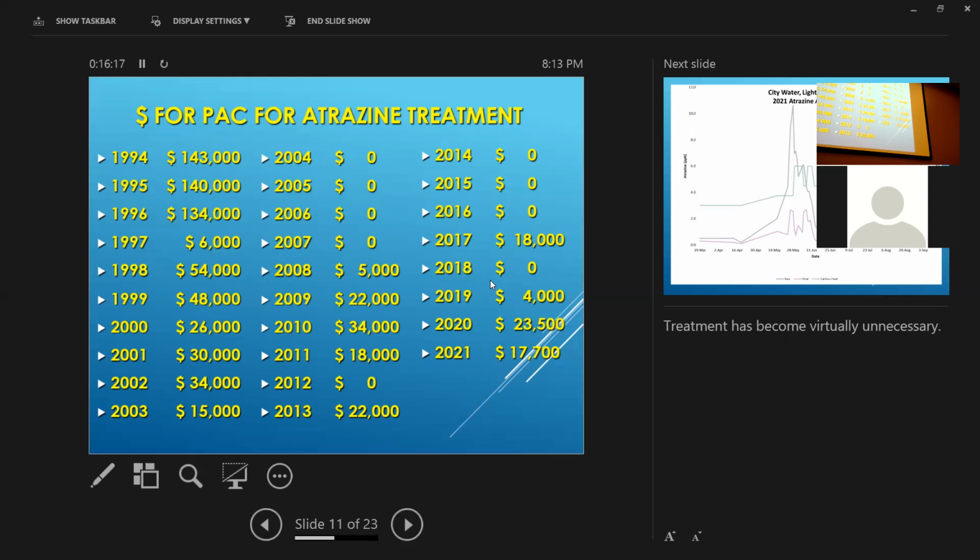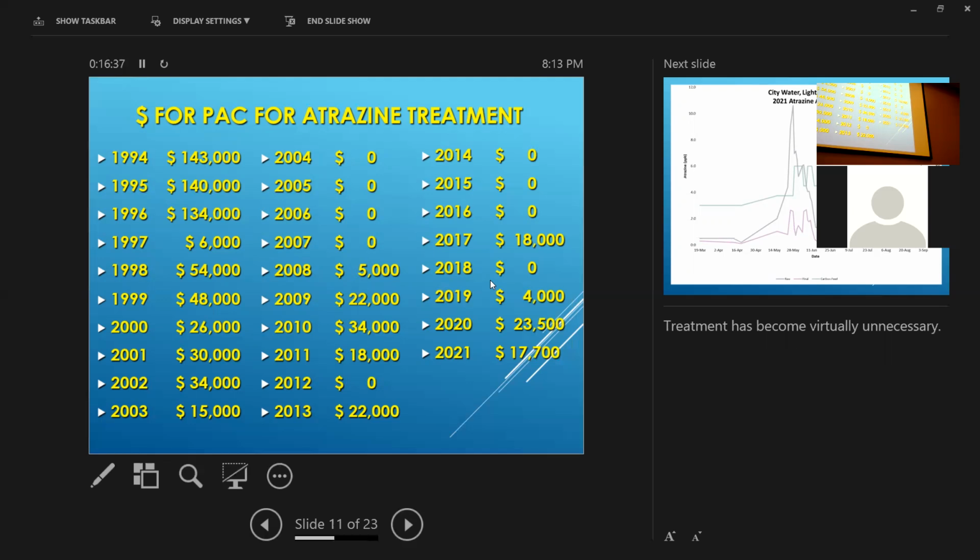And then we had a few years where we spent a little bit of money, and then, you know, we're almost forgetting that this was an issue again, 2014 through 2016. So now we've been a little bit on the uptake recently in terms of what we're having to do to knock the atrazine out of the water.